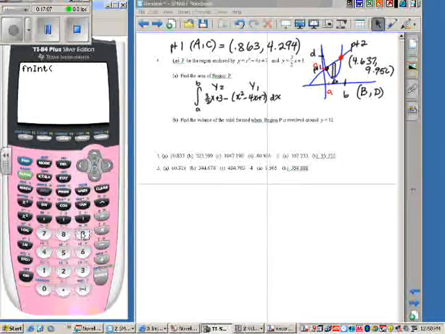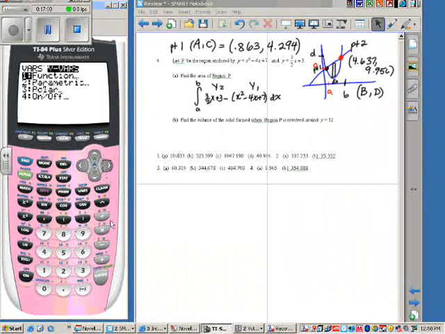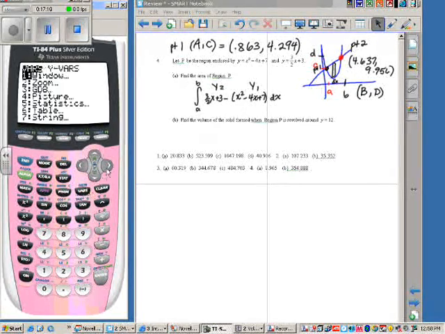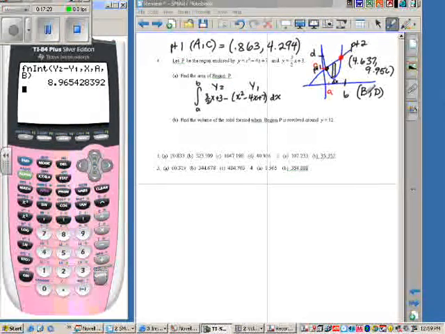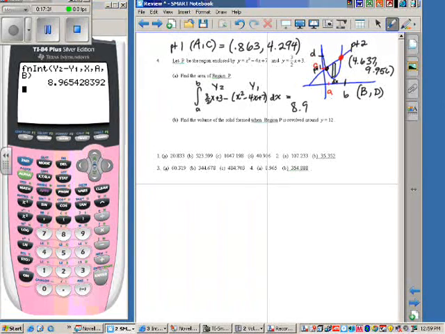Math 9. And then to call up y2, vars, y vars, enter, enter. Oh, whoops. Vars, y vars, enter, arrow down, enter, minus vars, y vars, enter, enter, comma x, comma alpha A, comma alpha B. And we get 8.965.